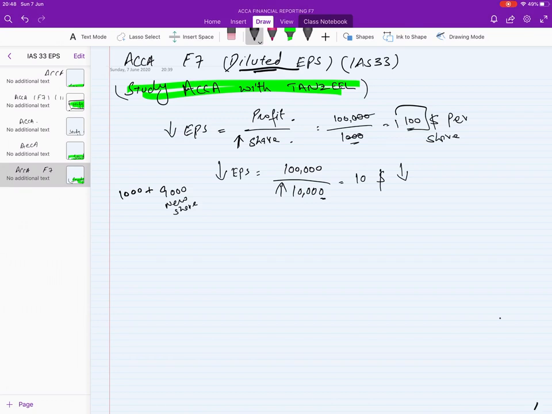So this information is really very important and relevant to the shareholders. This is the way we calculate. Diluted EPS is just a what-if scenario. What if the company issues shares? It's just an imaginary thing.